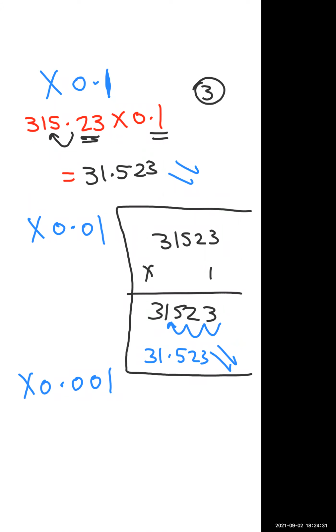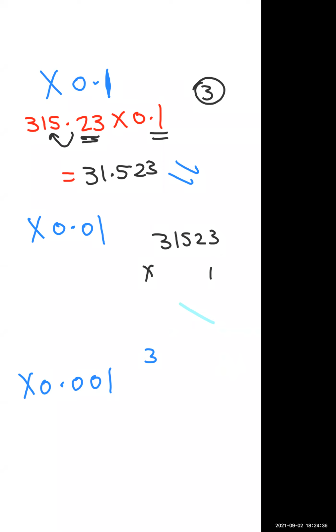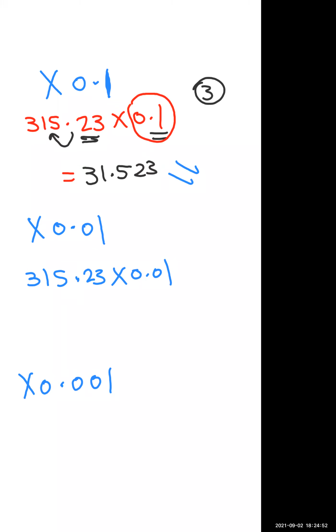Then what about the multiplication by 0.01? Let me clear this part. If there is another number like this, 315.23, times 0.01. In this case, on multiplication by 0.1, we said 1 place to the left. Here, 2 places to the left. So the decimal point becomes between 3 and 1, so 3.1523. Check your answer like before.